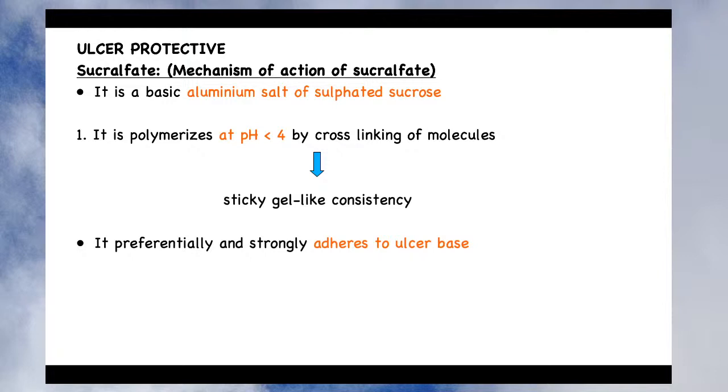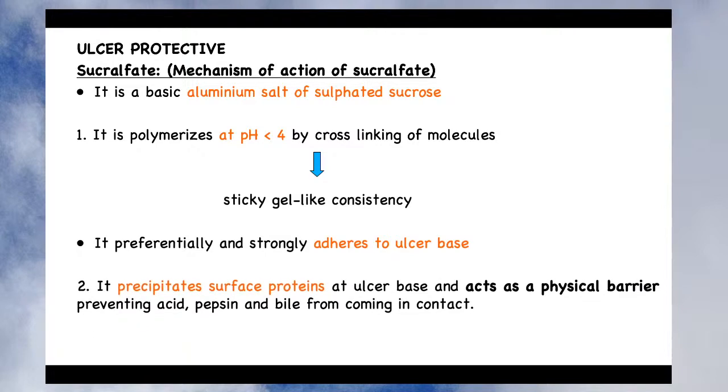So wherever in the gut an ulcer is formed, it will form a protective layer, and now the acid will not come in contact and will not further aggravate or complicate the ulcer formation. Otherwise, at an early stage the size of the ulcer is very small, but if you do not give this ulcer protective drug, the ulcer increases in size and may produce complications. So it can be prevented because it adheres to the ulcer base. This is its first mechanism, where it undergoes polymerization and forms a sticky gel-like consistency.